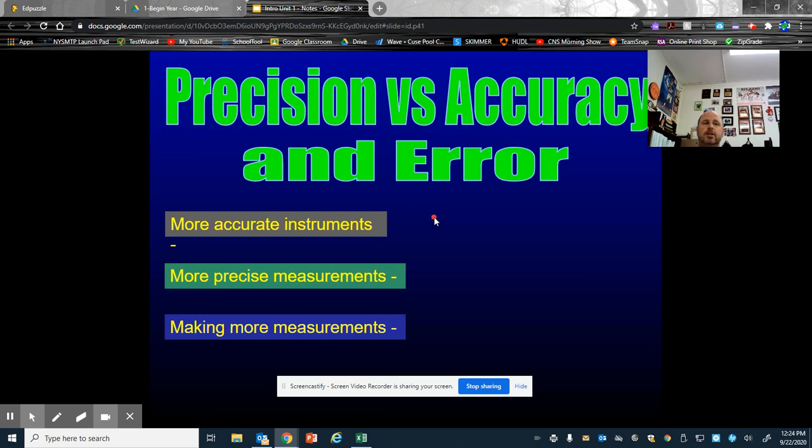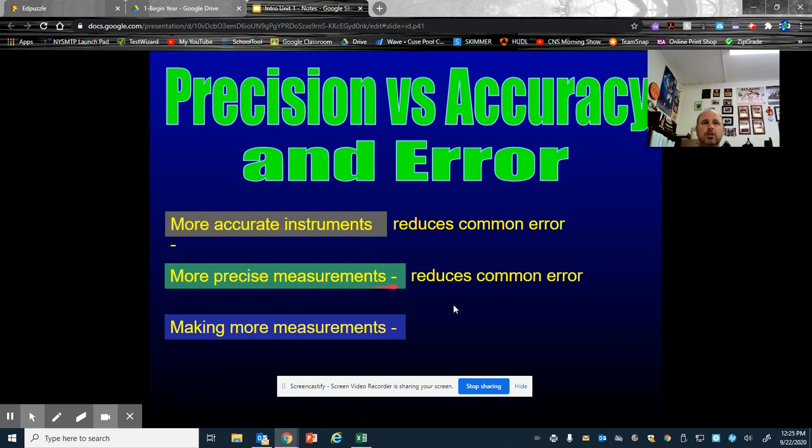Precision, error, accuracy, and error. So the more accurate your instruments are, it's going to reduce common error. So like we saw back there with the rulers, the ruler with just the decimeters wasn't nearly as accurate as the ruler down at the bottom, ruler C, with all the little markings in there. So it's going to reduce common error. You're going to get rid of some just basic errors in there.